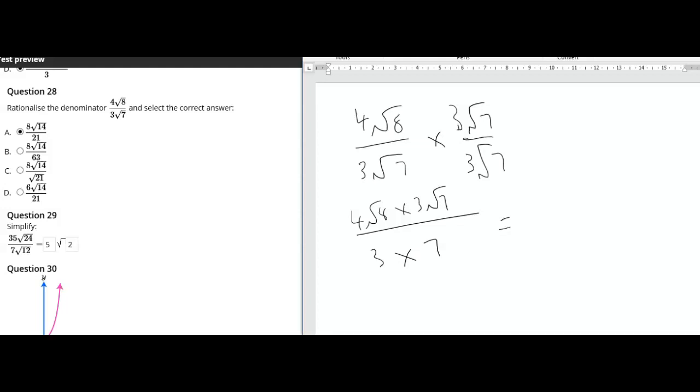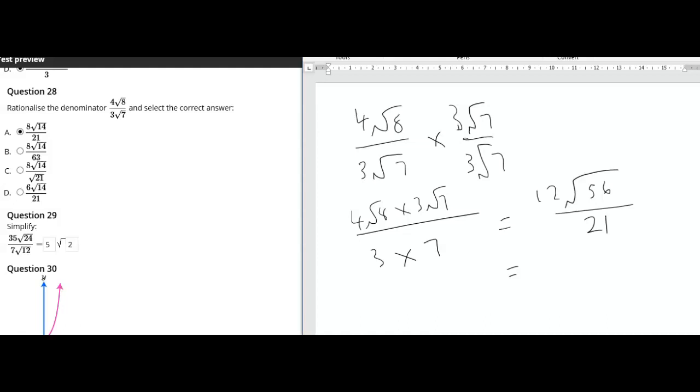So I'm going to just multiply the number in front of the square root. So 4 times 3 is 12. And then we can do the 8 and the 7. So 8 times 7 is 56. And that's over 21.